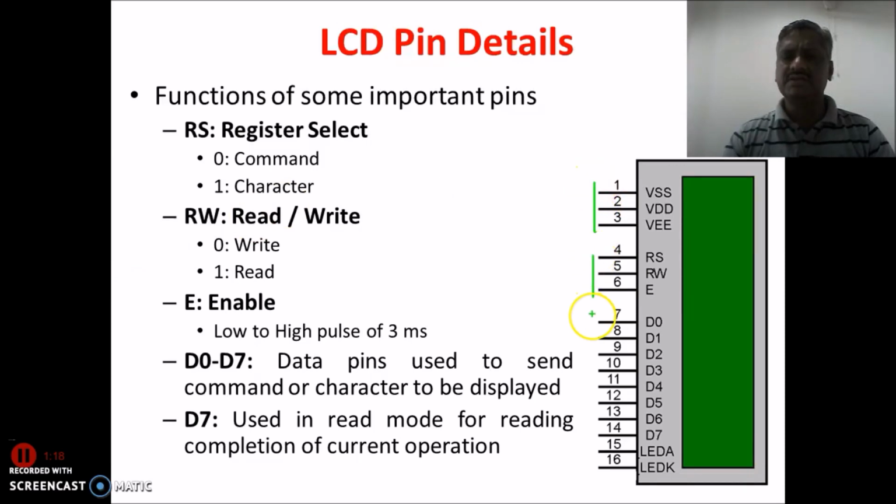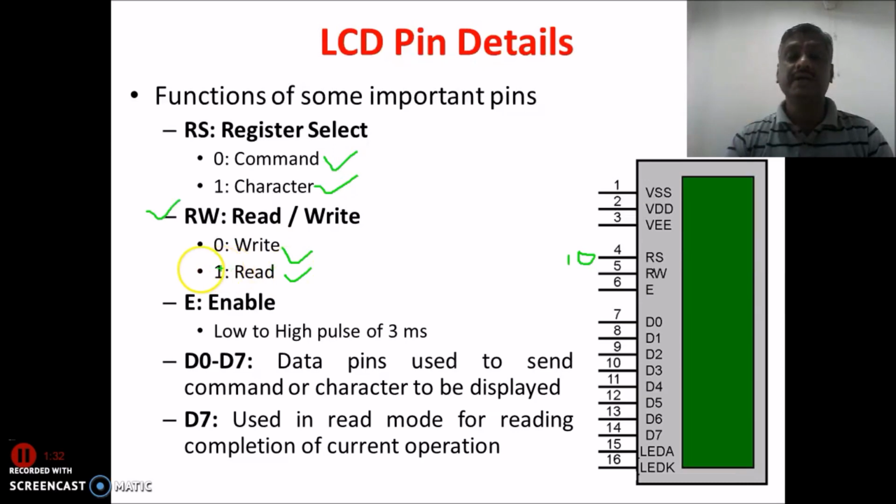Some pin diagrams I will discuss in that particular case, but the important thing is that whenever we are sending a command, this RS signal must be 0. The input applied to this pin is 1 when we are displaying the character or data. In case of read write, 0 is for writing and 1 for reading. Most of the time LCD is used in the writing mode.